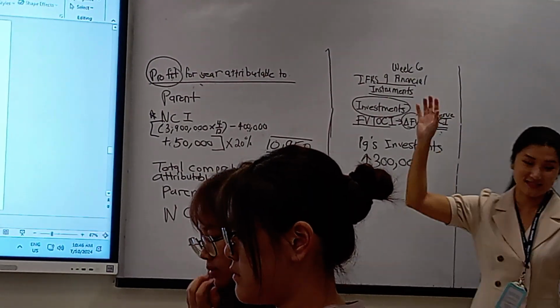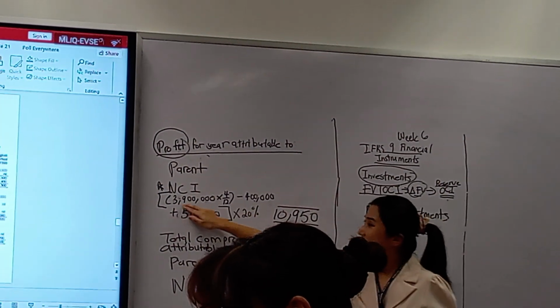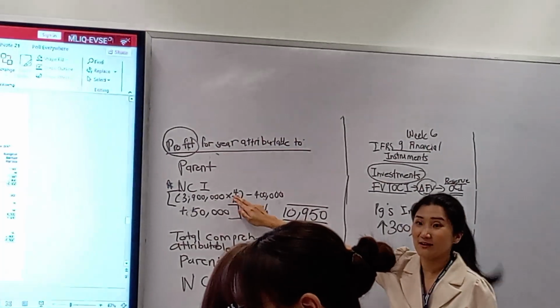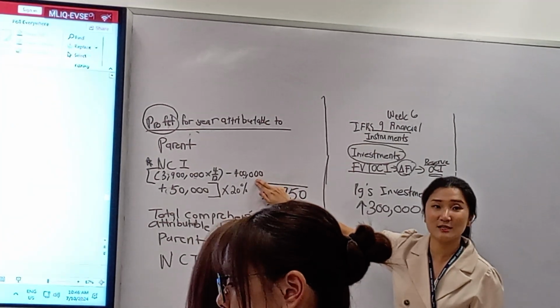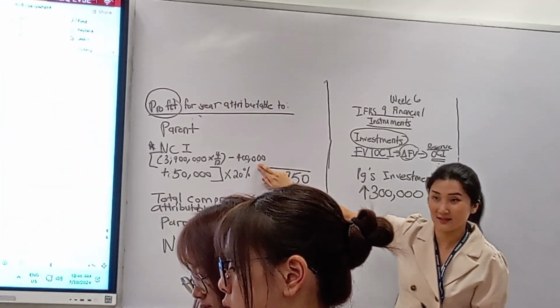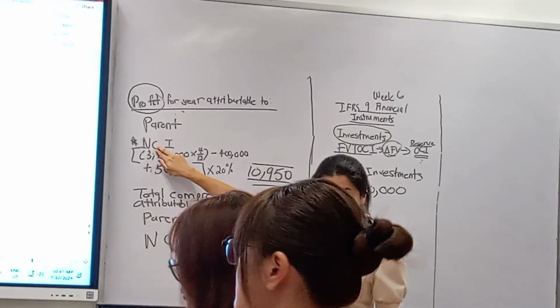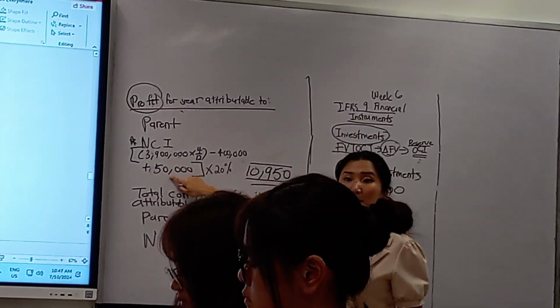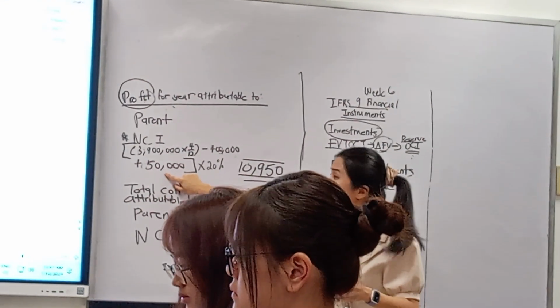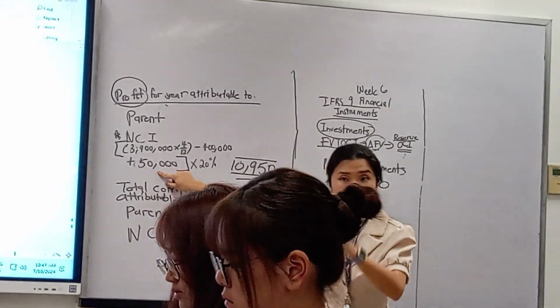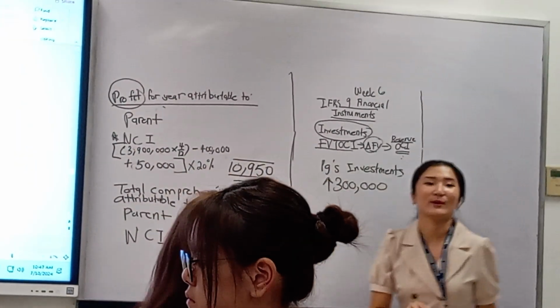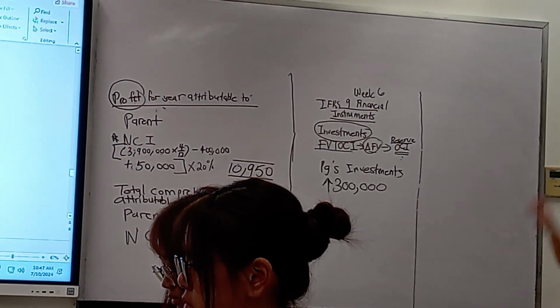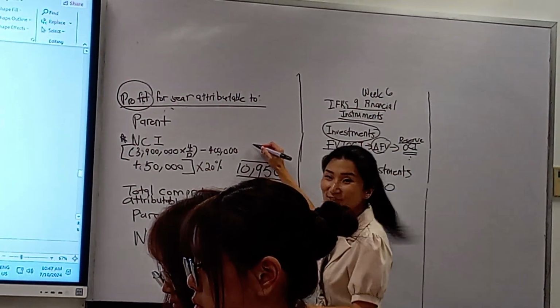So it's not as direct as your lecture will be. What you need to do is take Bangkok's profit, but we only want 4 months, minus 400K, the unrealized profit from the upstream sales. Then you need to adjust for NCI. One more adjustment is your depreciation. Your depreciation goes down, it will affect your profit, so it will increase the profit. That's why you plus 50,000. Everything times by 20%.